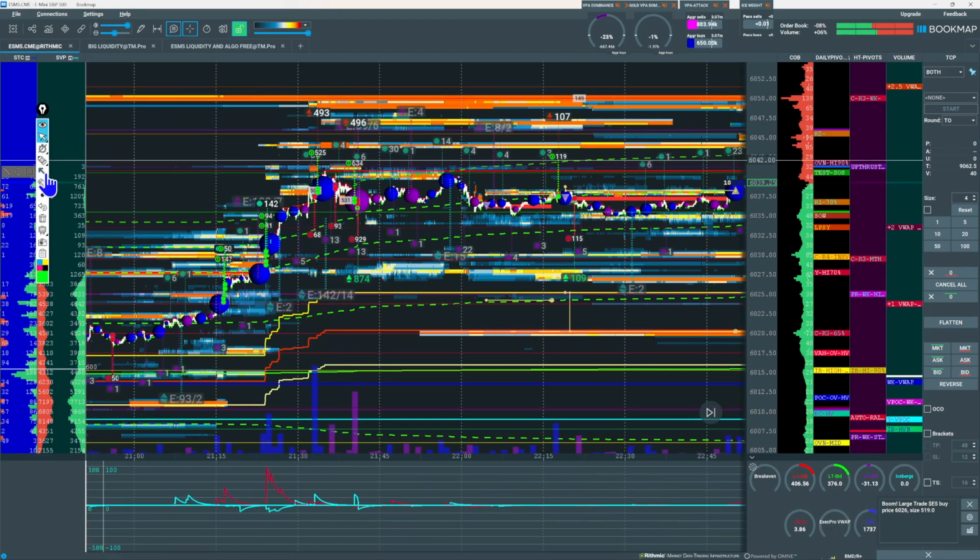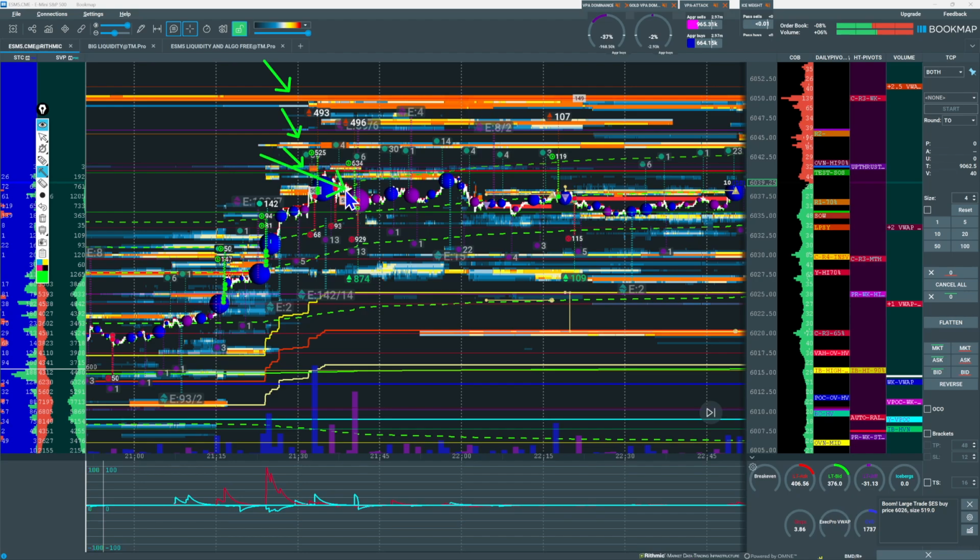Right, so we have heavy liquidity on the offer, right? Above price, above the buying climax. We get absorbed by this liquidity right here. Buyers hit this liquidity, and we stall out right there. Right, so we create that high right there at 6040.25, I believe it was, right?